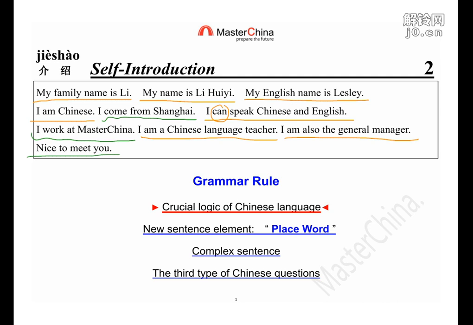And the second part of the grammar rule I'm going to do today is the new sentence element, place word. It means the sentence becomes longer now. And the third one is complex sentence. And the fourth part is the third type of Chinese questions. So I think you still remember we have learned yes/no question. And then the n, same topic, different targets. Today, we will learn all this.